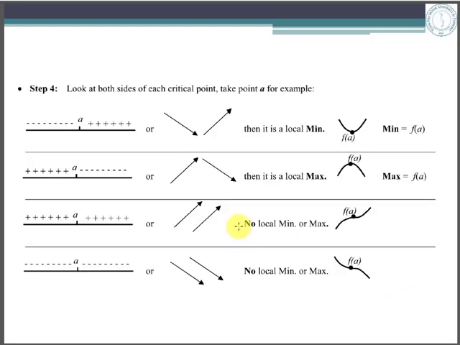And then step 4, look at both sides of each critical point and define, for example, plus minus, or minus plus, or plus plus, or minus minus. We have these four types, and in this case it is a local minimum, and the second case is a local maximum. Again, we will repeat it. So here we don't have any local minimum or maximum, and in this case also no local minimum or maximum, but these are increasing intervals. These ones, for example, are decreasing intervals.